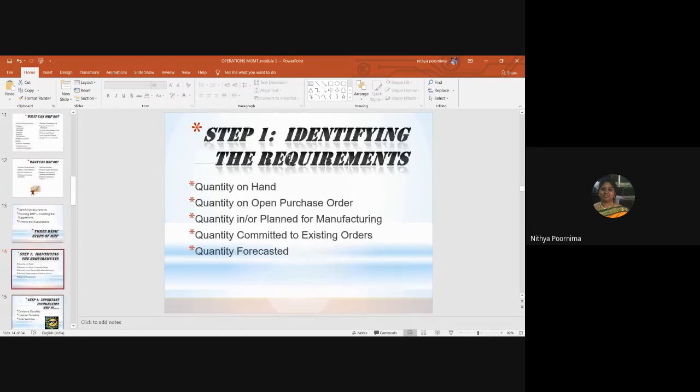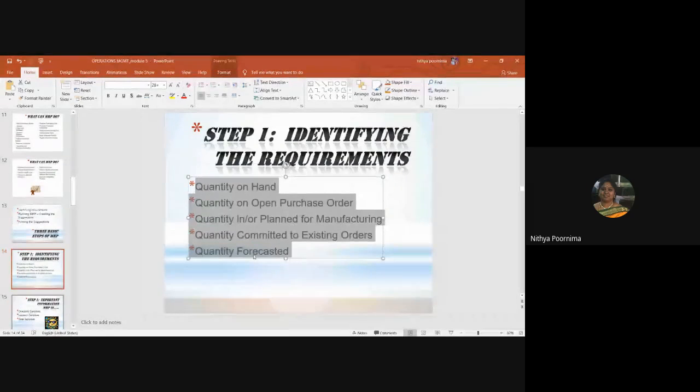Okay, identifying the requirements, how do we identify the requirements? As I said, the bill of materials will be there. There it will be written how much there should be. There should be a minimum target of how much should be the quantity on hand, how much for open purchase orders, how much should be planned for manufacturing, how much should be committed to existing orders, and what quantity we need to forecast. All these things we need to get as suggestions from the operation, that is, from the production cycle. From them we need to get these points, and then only can we forecast our demand. This will be the first step in identifying the requirements.